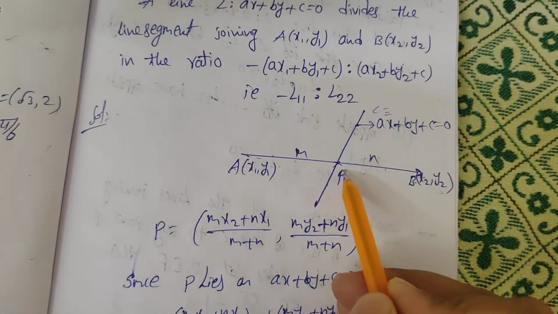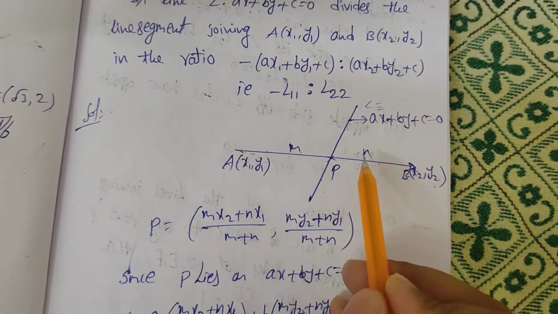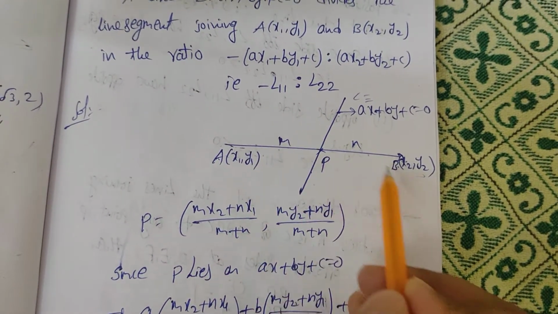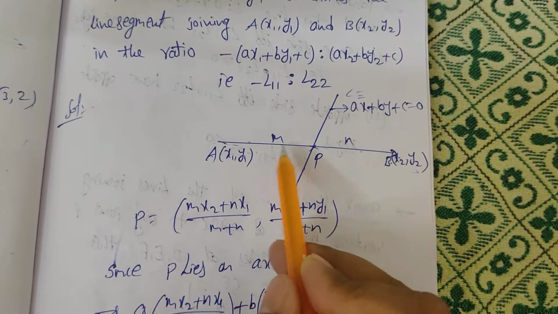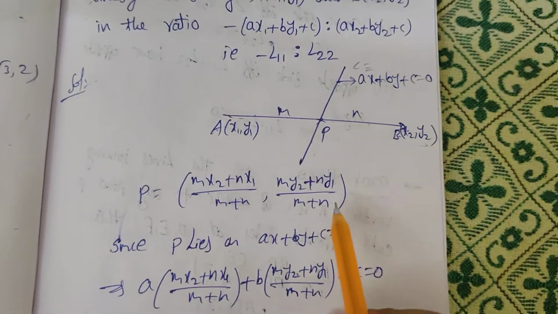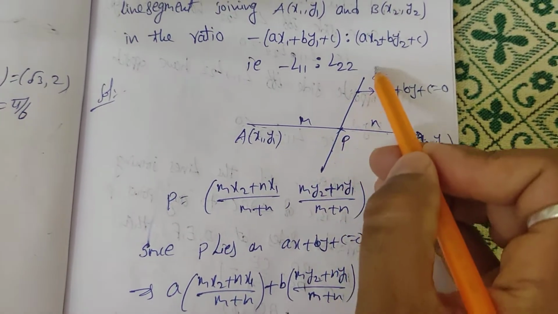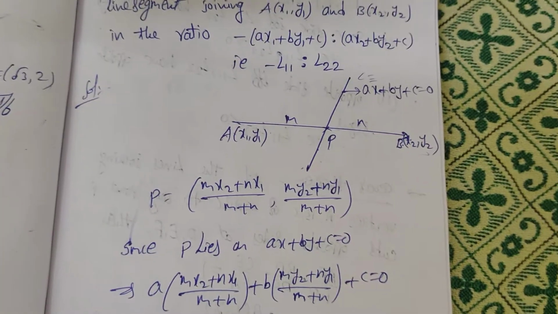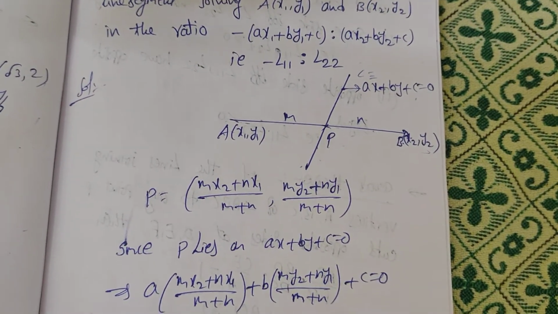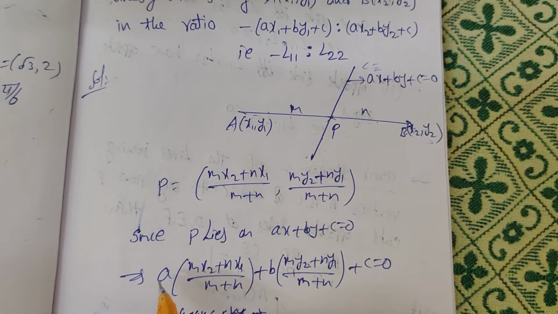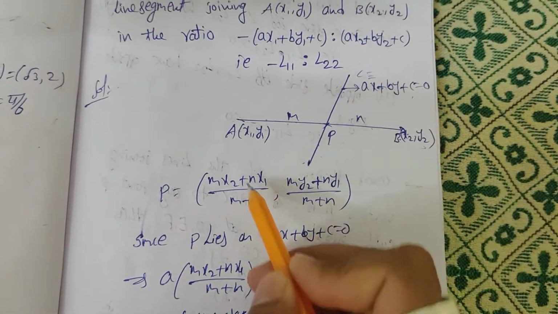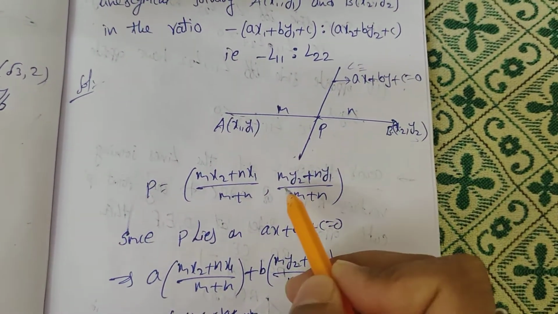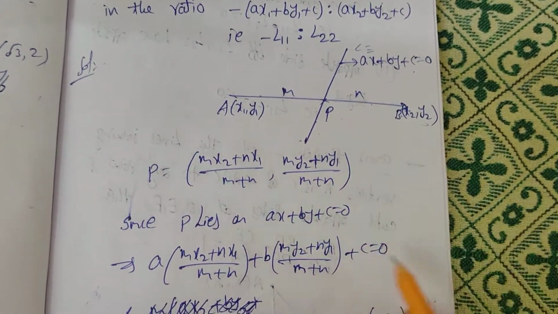Because P divides AB in the ratio m is to n, if you apply the section formula, P is equal to (mx2 plus nx1) by (m plus n) and (my2 plus ny1) by (m plus n). Since this P also lies on this line, P satisfies the given equation ax plus by plus c is equal to 0. So substitute the coordinates of P in that equation. That gives a of, in the place of x, (mx2 plus nx1) by (m plus n), plus b of, in the place of y, (my2 plus ny1) by (m plus n), plus c is equal to 0.